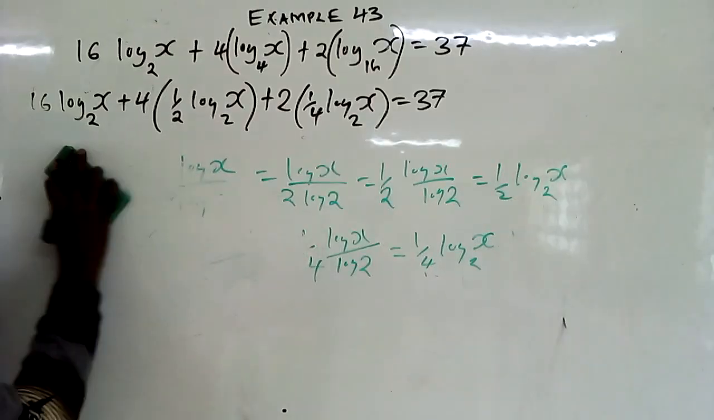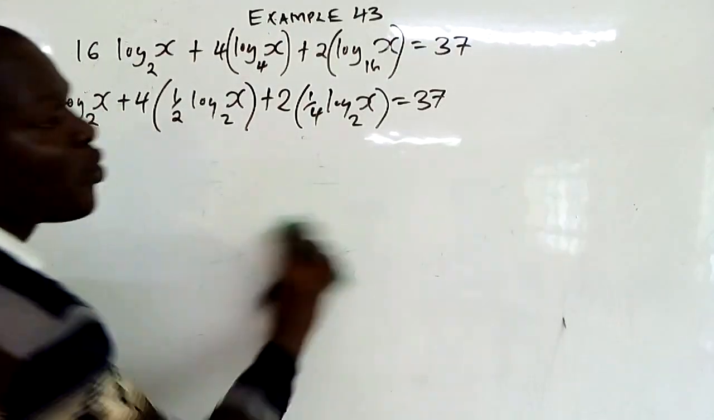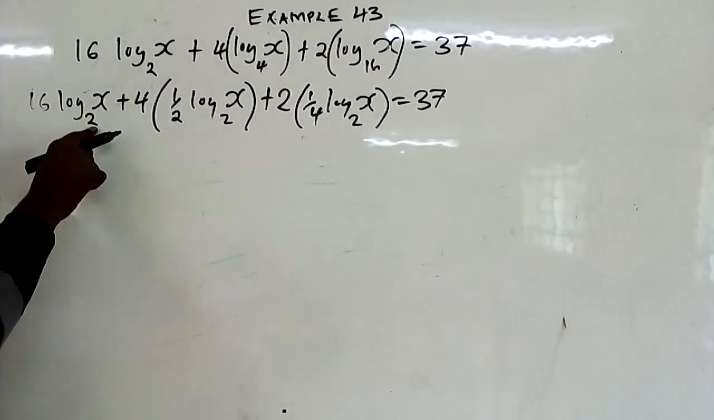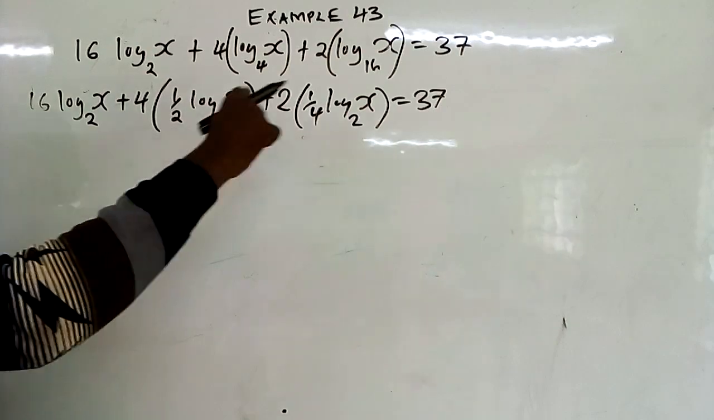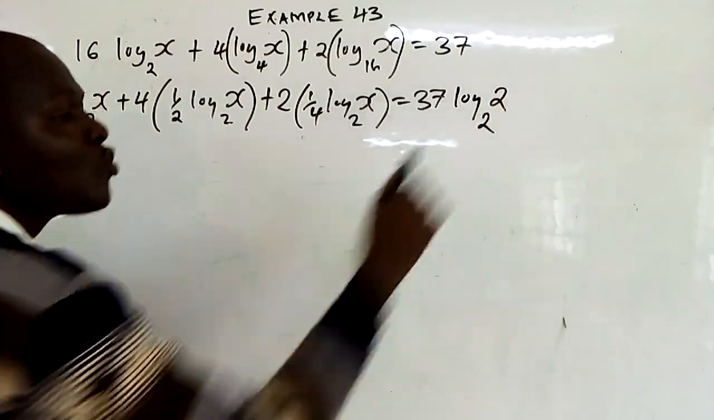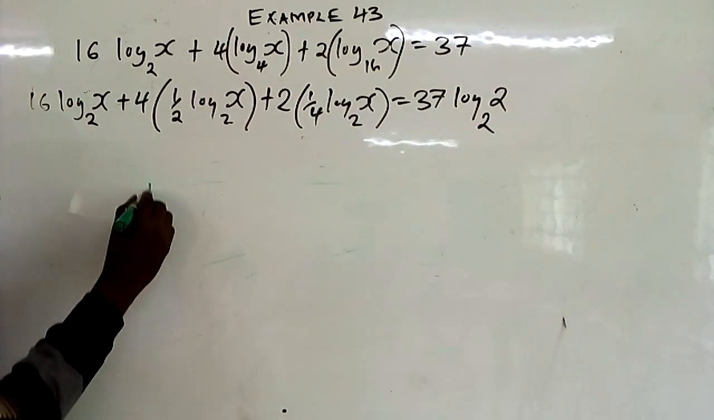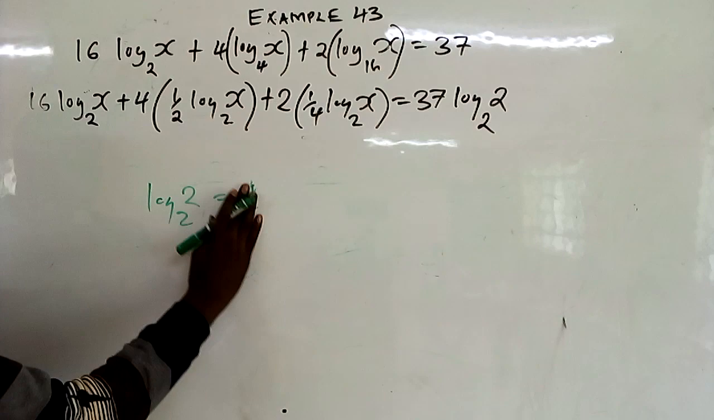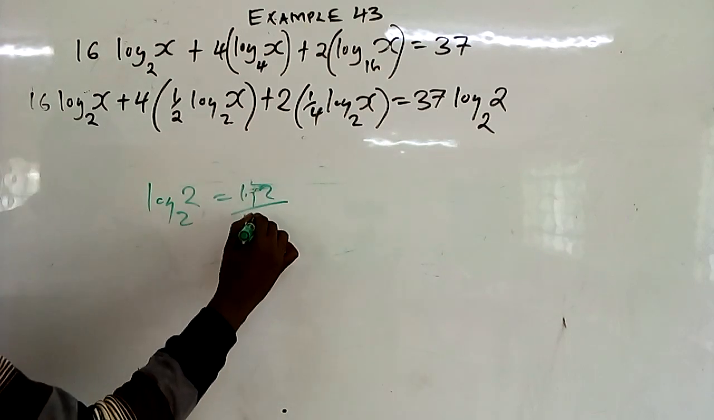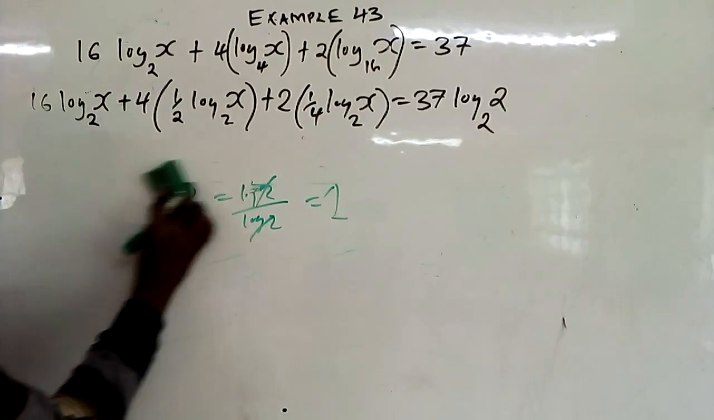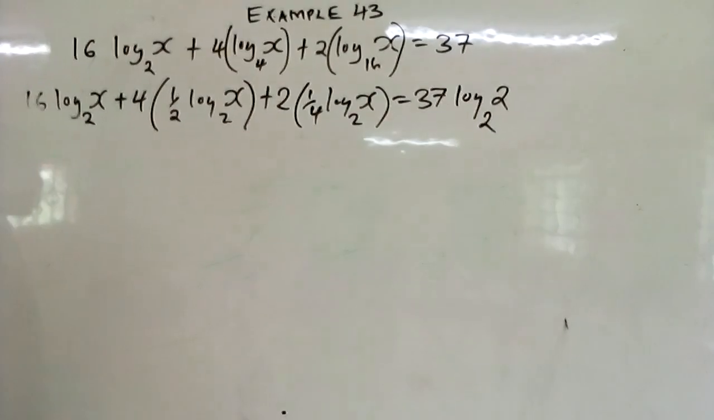That 37 must also have base 2. So are you seeing? Every term must have log 2 base 2. Meaning there, you introduce log 2 to base 2. Why? Because we say a log of a number to the same base is 1, because log 2 to base 2 is log 2 over log 2, which you get 1. So you can now solve this logarithmic equation.